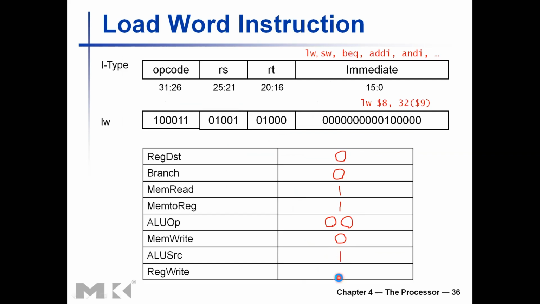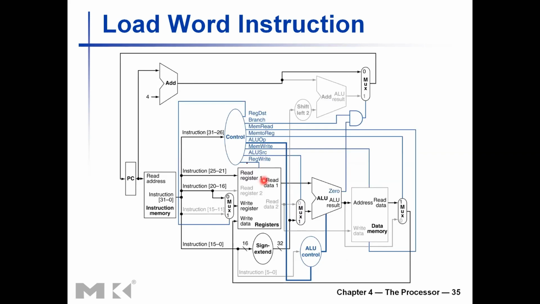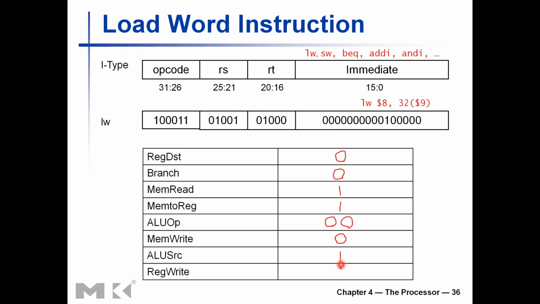And register write control signal. The value is what? It should be 1, because we are writing to a register. We are reading something from the memory and writing that to the register file. So yes, the register write control signal should be set to 1. Perfect. Brilliant.